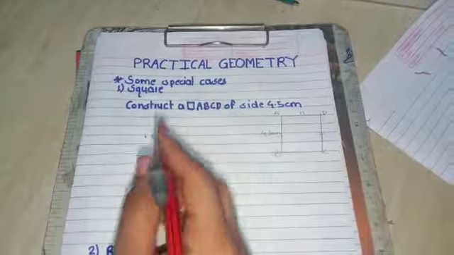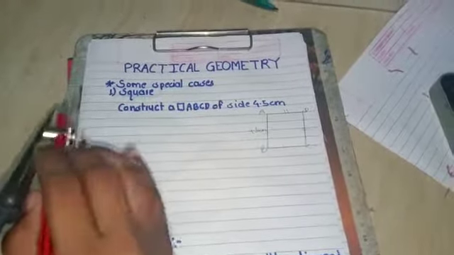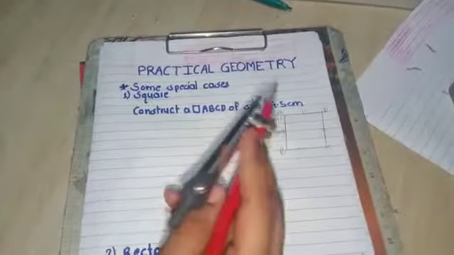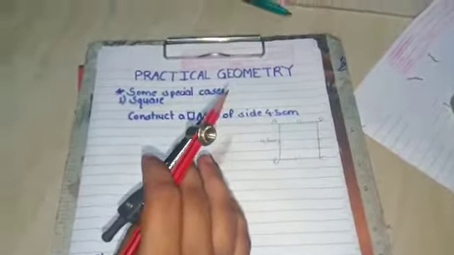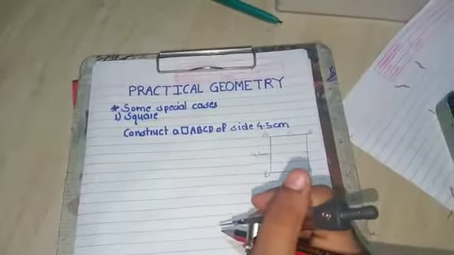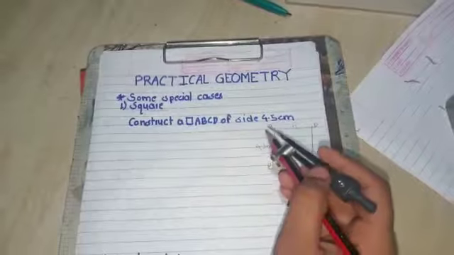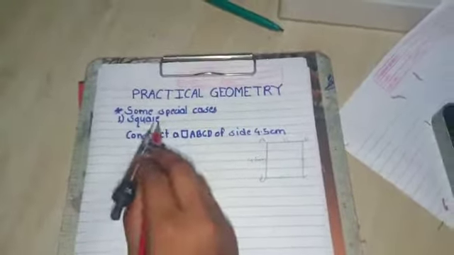There are some specific types of quadrilateral. The first type is the square. So what do we mean by square? A square is a quadrilateral which has all four sides equal. Such a quadrilateral, which has all four sides equal, is known as a square. So let's take an example.